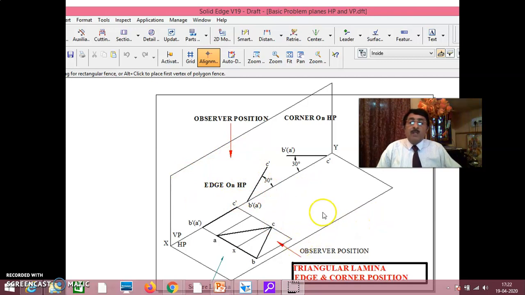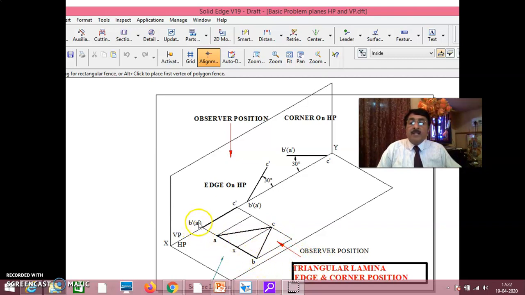Now this triangular lamina, afterwards you blindly write this way: A, B, C. In the next problem you'll continue with this. If you draw the triangular lamina this way, we call this position the edge corner position. Can you understand this? See here, when the observer is looking from here, what is nearest to him? B is nearer, A is away.